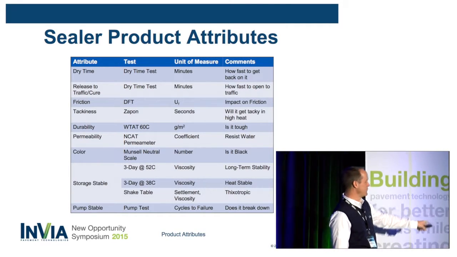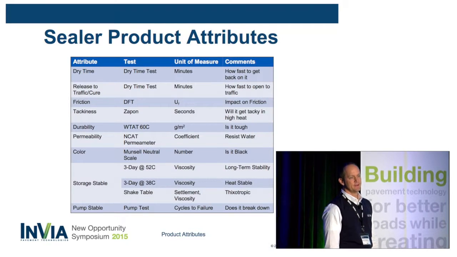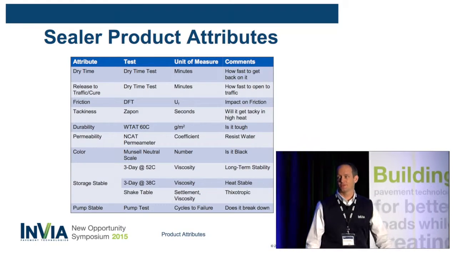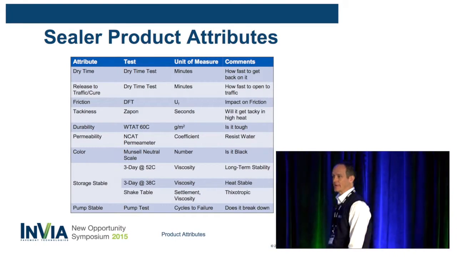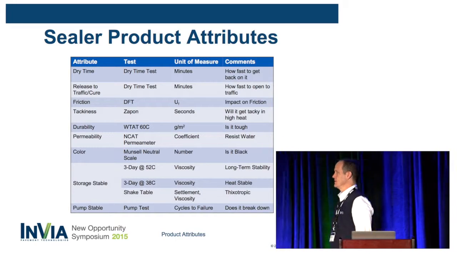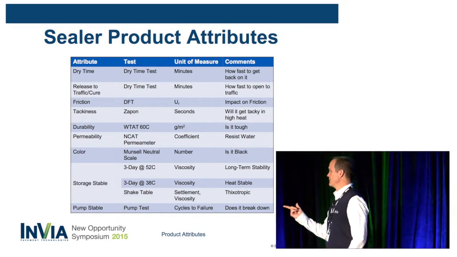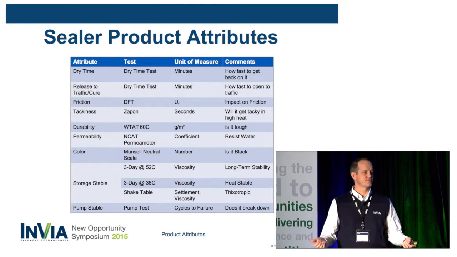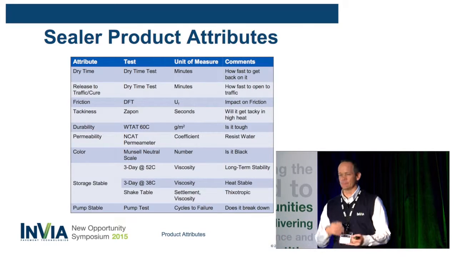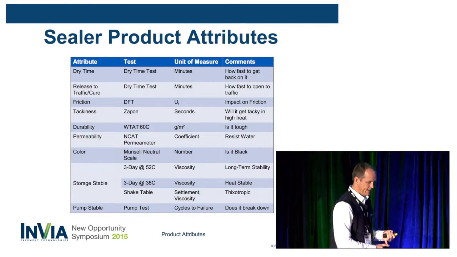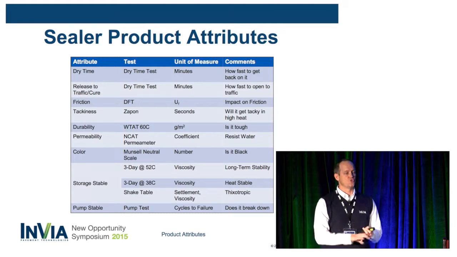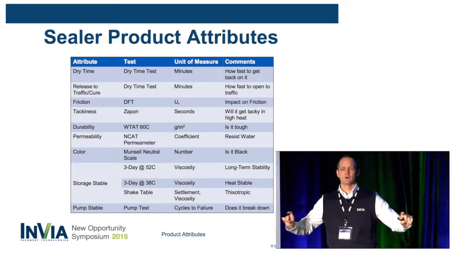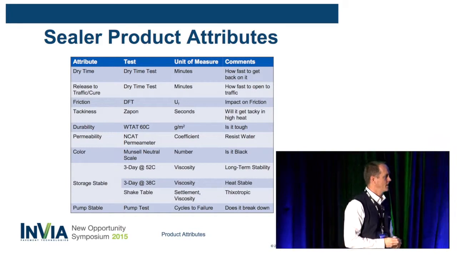Is it storage stable? Can you transport it? Can you put it in a mixed tank for 1 week or 1 month? Can it go through a filter basket without losing its aggregate or other components of the mastic? And then pump stable. Can you pump it without the shear of the pump breaking the material down? Again, problems you'd be worried about are losing your aggregate, dropping out, or just through shear segregating your mastic, and you don't get a nice homogeneous film on the pavement.